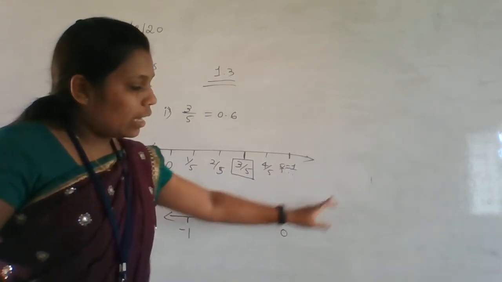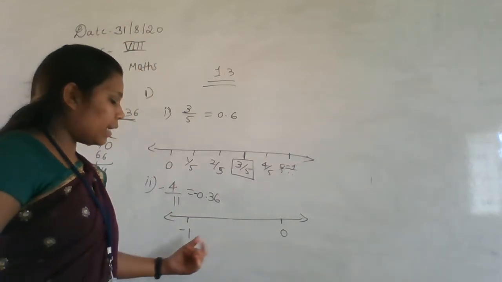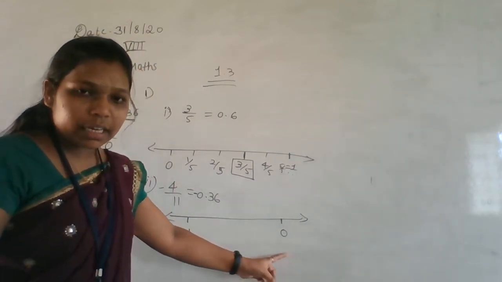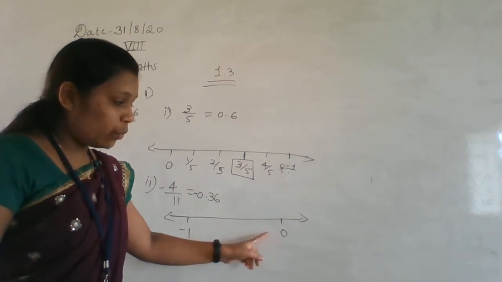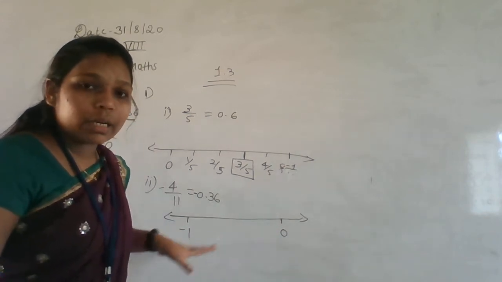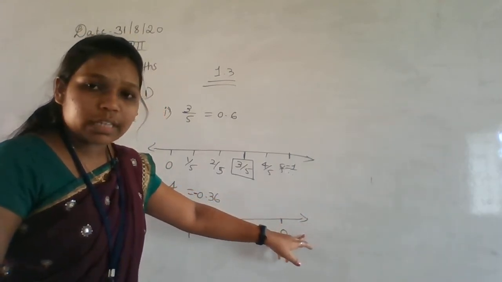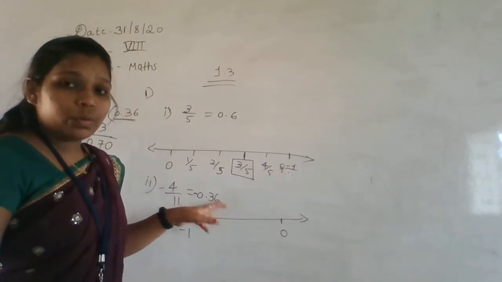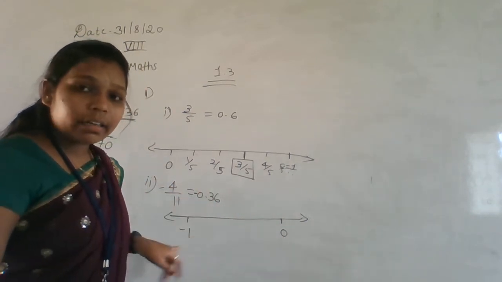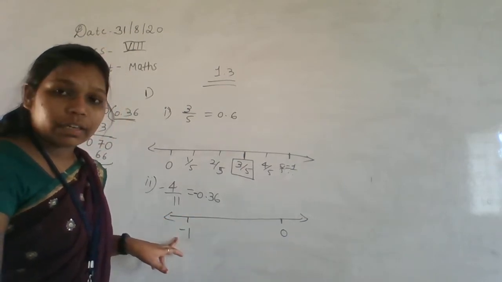If you take the right side of 0, then all values are positive. So that's why I am taking here a minus 1 and here a 0. Got the difference, everyone? If you take the left side, then all the values are negative. If you take the right side here, then all the values are positive. So that's why negative is here. So it lies between 0 and minus 1. So that's why I am taking here 0 and here a minus 1.